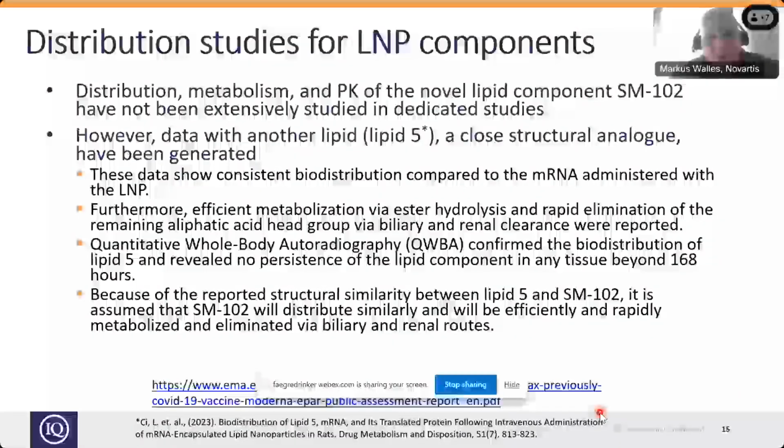The quantitative whole body autoradiography, which was performed for this lipid 5, confirmed that there was no prolonged retention of this in the tissues. And because of the structural similarity between this lipid 5 and SM102, it was assumed that these lipids distribute similarly and are similarly metabolized.